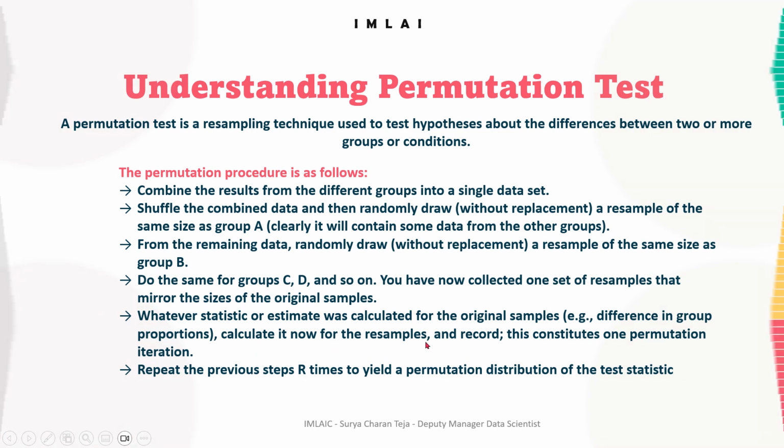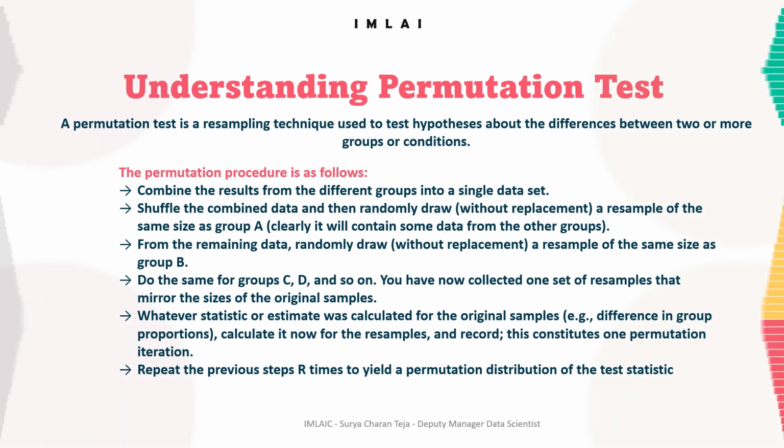And then if you do it n times, or r times, say 1,000 times, you will get 1,000 statistics, or 1,000 estimates. Now if you put it on a plot, the frequency of each statistic, that is your permutation distribution.